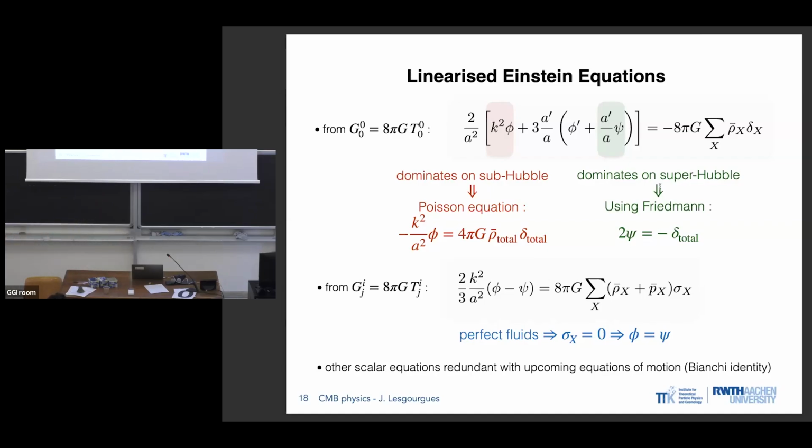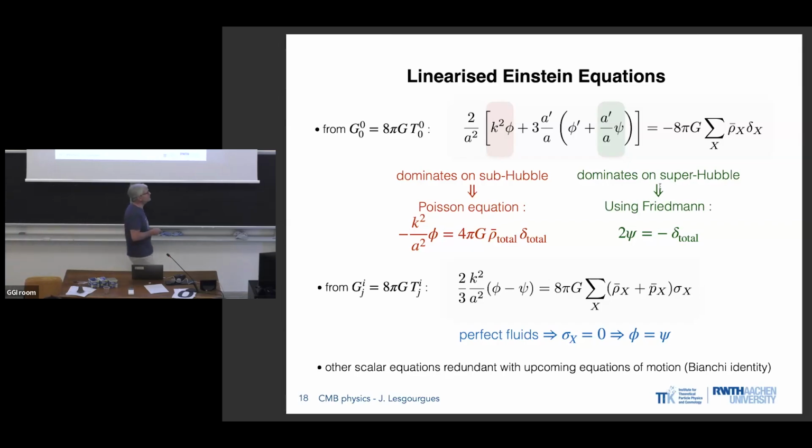So on super-Hubble scales, we have a relation between metric fluctuation and density fluctuation, which has nothing to do with the Poisson equation. It comes from completely different things. It comes really, in this case, from full general relativity. And we will use this when we will try to understand initial fluctuations in the universe.